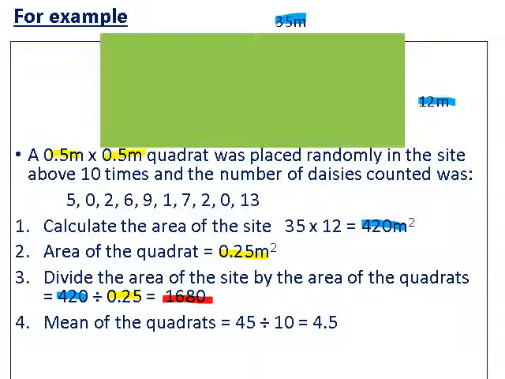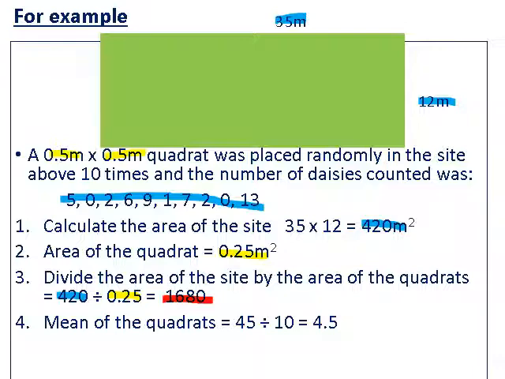So the next step, I need to work out the mean number of daisies in each quadrat, okay? For this, I'm using these numbers here. I add them all together and divide by the number of figures that I have. If I add them together, it gives me 45, and I have 1, 2, 3, 4, 5, 6, 7, 8, 9, 10. So my mean number of daisies per quadrat is 4.5 daisies.